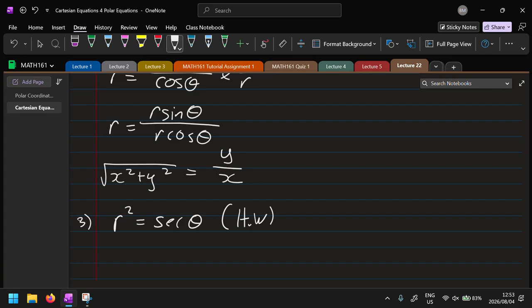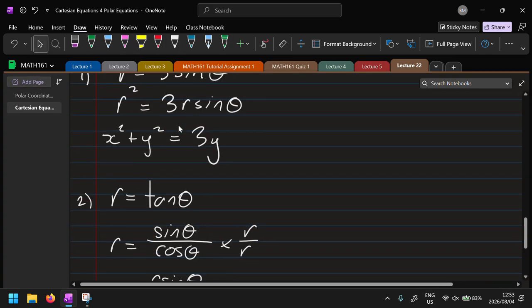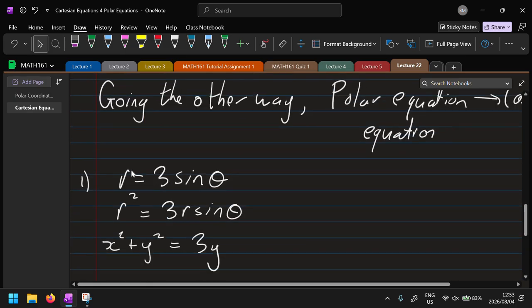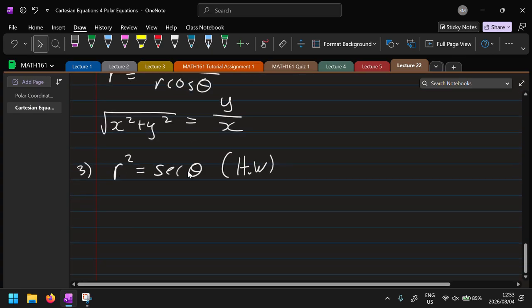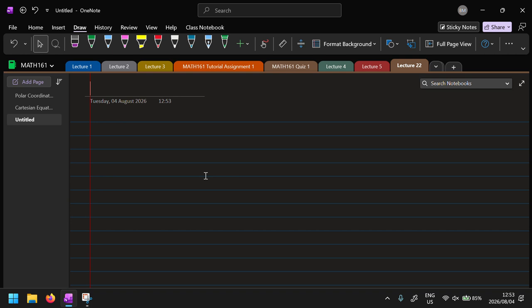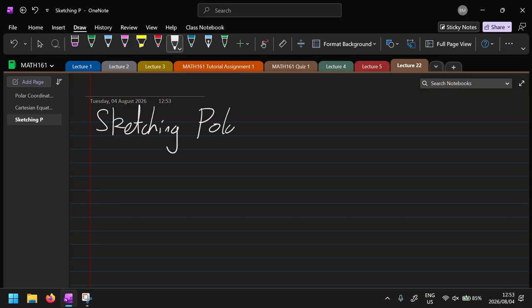The last bit for today, we won't do too much more on the sketching. We'll start a bit today and then we'll finish the rest on Thursday. So these polar equations over here, like r equals 3 sine theta, r equals tan theta, r squared equals sec theta, we want to sketch these now. Sketching polar equations, but you'll probably see it as polar curves in the textbook.